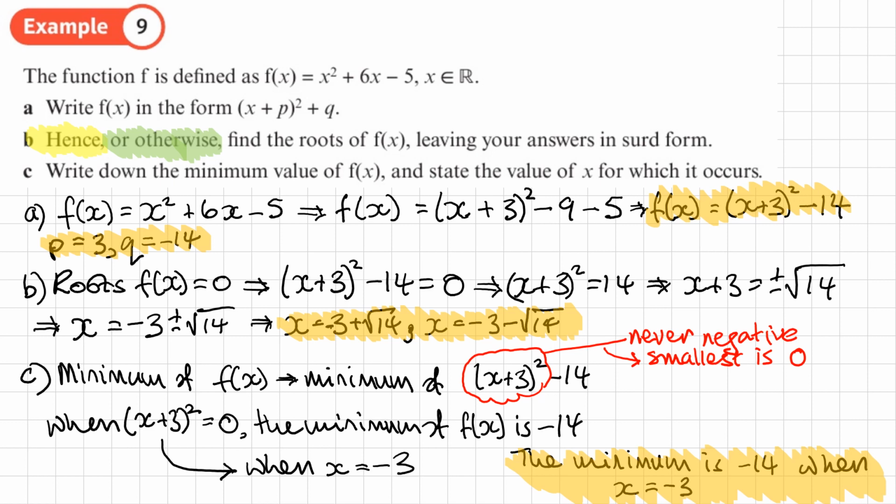So if we were sketching that quadratic, then what we would have is the lowest point of that quadratic. We're going to sketch it maybe something like this, and that minimum y value would be -14, and the x value at which that occurs would be at the number -3.